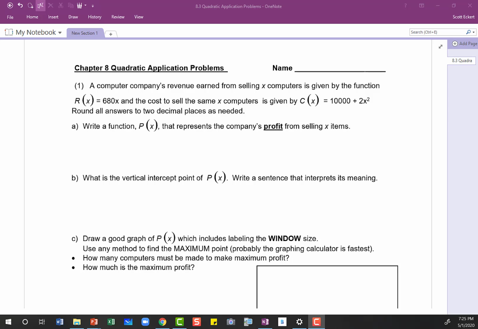Hi class. So I gave you a printout of a couple of application problems related to quadratic equations. And I hope you were able to work on that first, because that's where you're going to learn the most, is by struggling with this. And then you can use this video as a check.